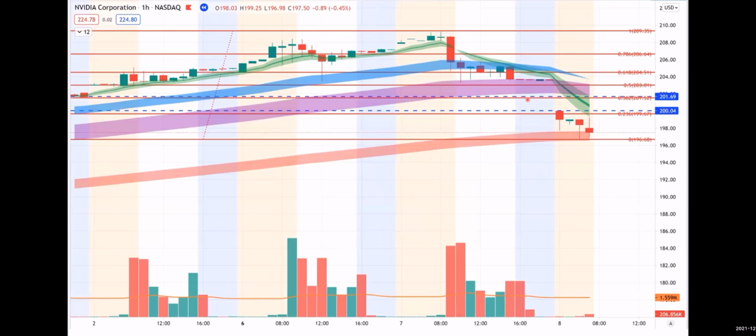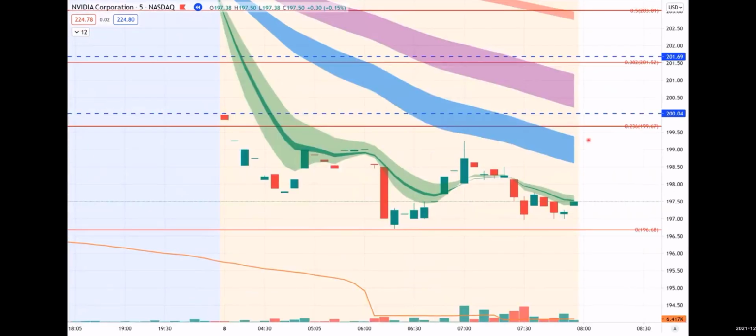So this is again the 1 hour chart for NVIDIA. You guys can see the candles a little bit more clearly here, right? This is the 5-minute chart. There's not a lot of data because it's pre-market action. The stock gapped down pre-market, right? But you guys can see all the levels already plotted.